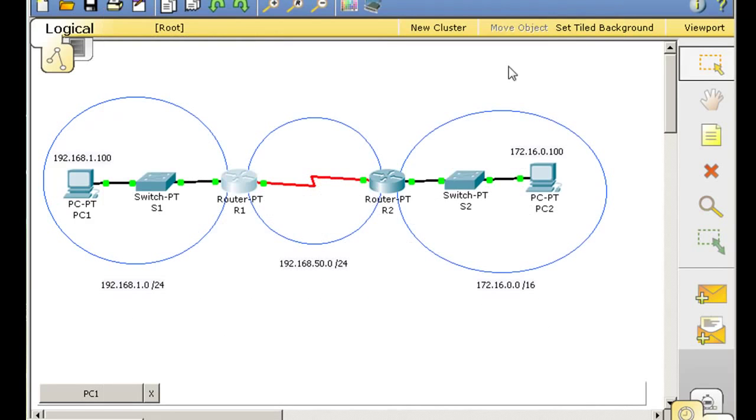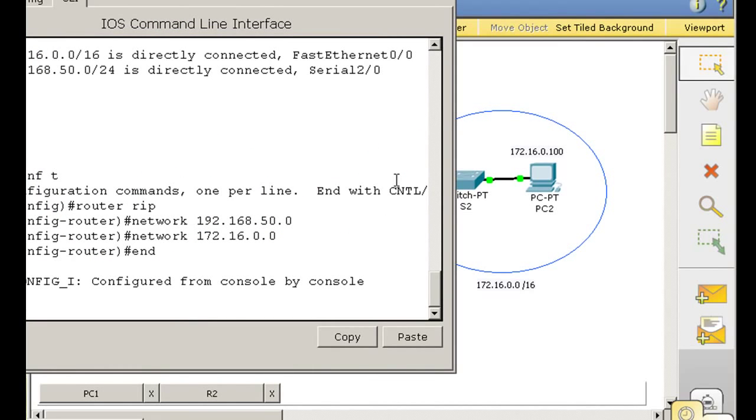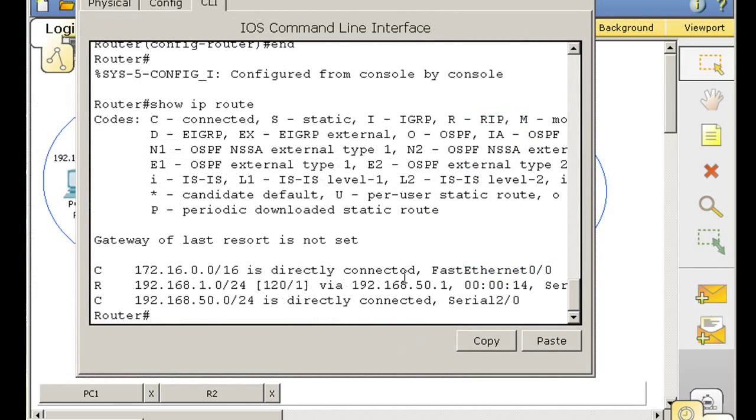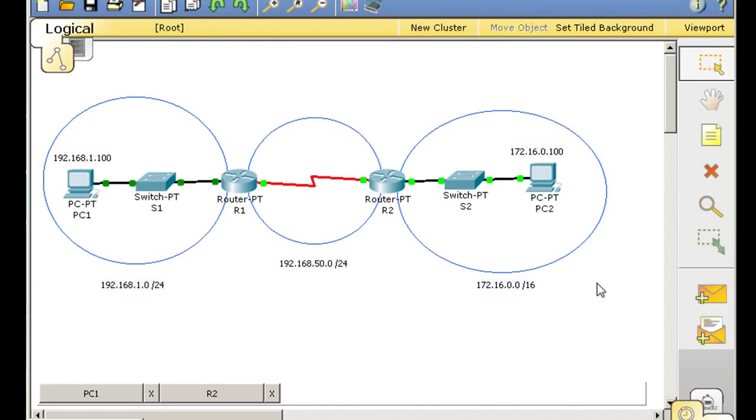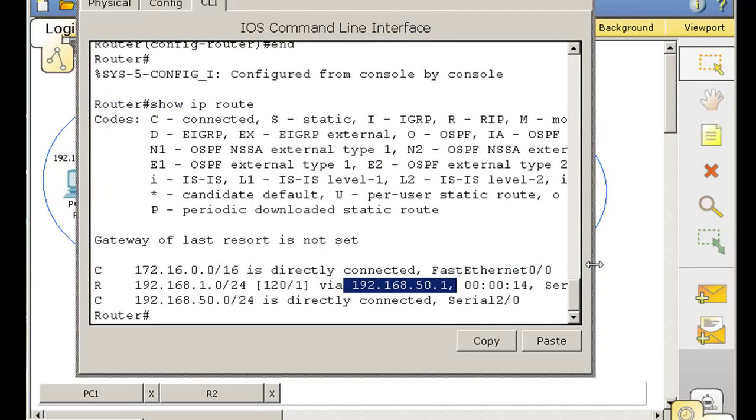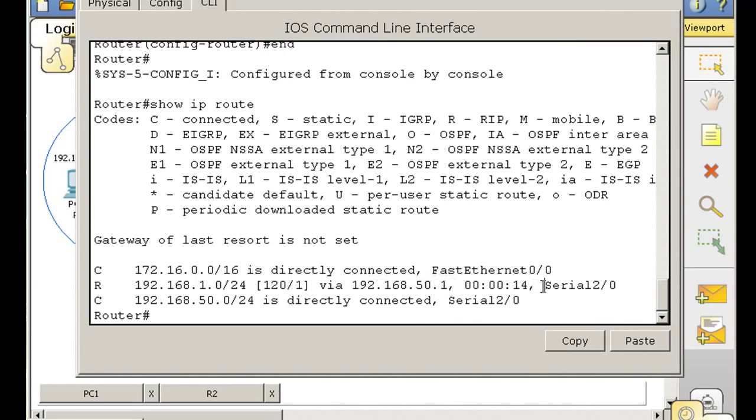All right, and if we go to this router, we'll do the same thing. Show IP route, and you can see that this router also has an R route that it learned about. It learned about the 192.168.1 network automatically. 120 is the administrative distance for RIP. 1 is the metric or hop count in this case, so 1 hop away via the next hop router's interface, which is 50.1. And we can stretch this out, and you can see going out of its own interface, serial 2, right?